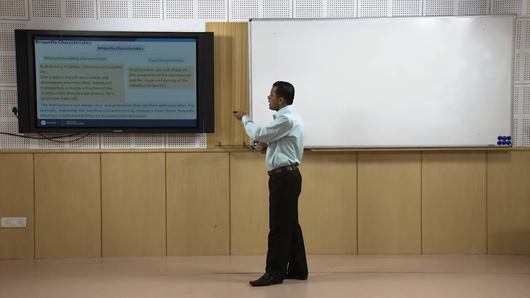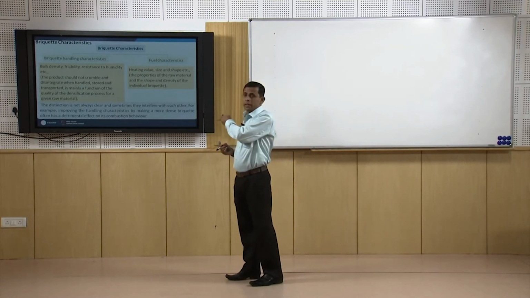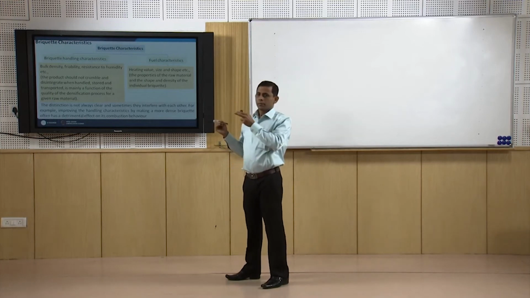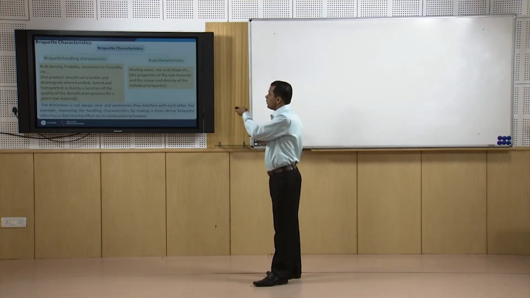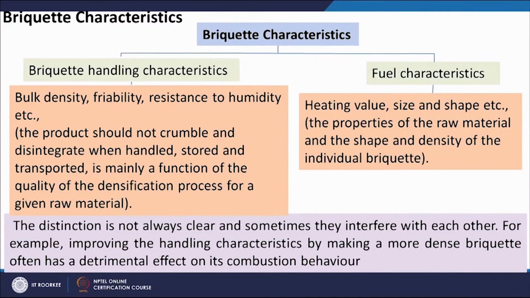Now, we have characterized the characteristics into two categories, but there is no very clear distinction between these two, and it may be possible that if we want to achieve one property very high, the other property may be affected. For example, if we make very hard briquettes so that handling will be very easy, that briquette may give us less heating value. Now, we will discuss all these properties one by one.